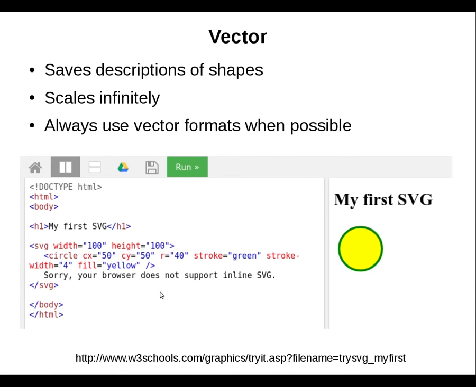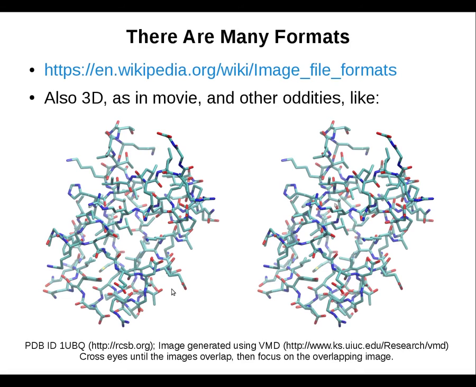Oh, okay. So there are many formats, many file formats. Most of them are vector or raster or a combination of the two. Wikipedia has a page that just lists a bunch of file formats. There are some other oddities. I thought I would show this.